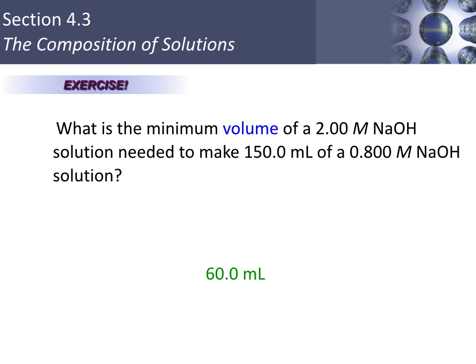The way that you would solve that, for M1V1, you would take 2 molar, multiply that by X, because that's what you're looking for. How much of your original stock do you need? You would have that equal to 0.8 molar times 150 milliliters. When you're solving these problems, as long as both sides are using milliliters, you're okay. Solve for X, and that will give you 60 milliliters. And this slide is the last slide for section 4.3.